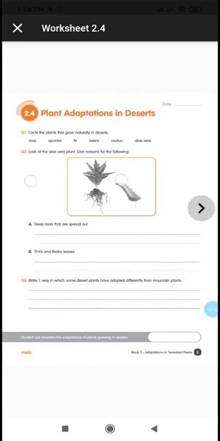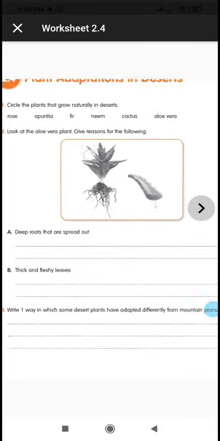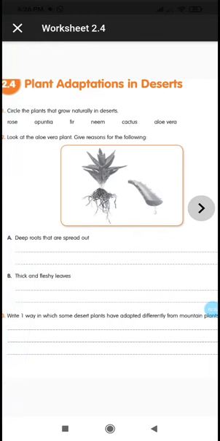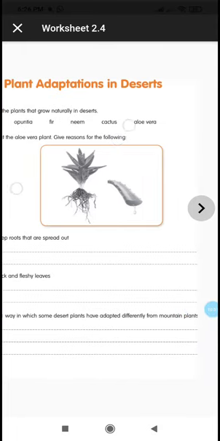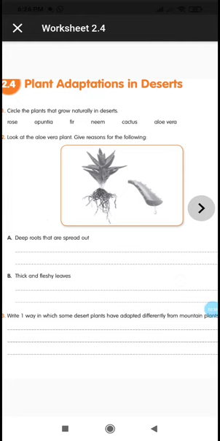And now we will see the questions given in your workbook. So these are the workbook questions. Again the same question: circle the plants that grow naturally in desert areas. Is the rose growing in the desert area? Opuntia, fir, neem, cactus, aloe vera. You know very well which plant grows in desert areas. So circle that plant, cactus and aloe vera. I need not tell you the answers. Cactus and aloe vera grow in desert areas.